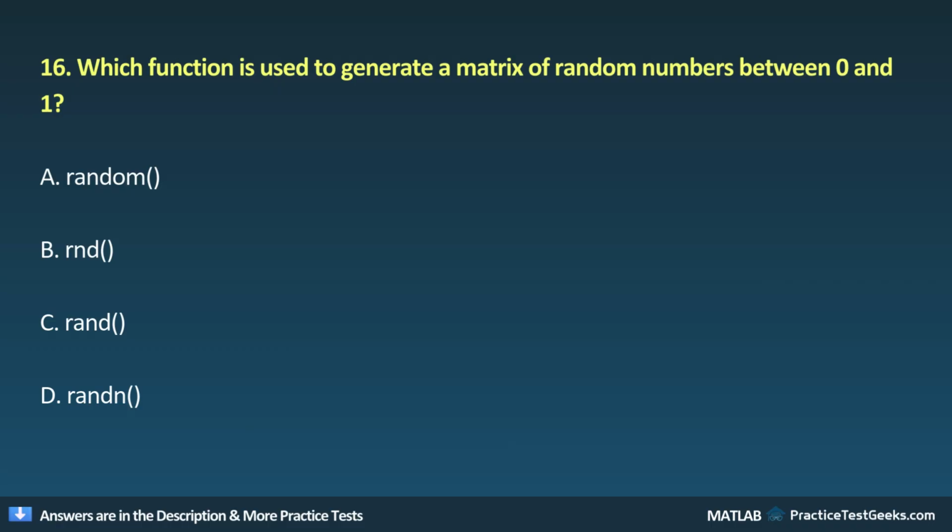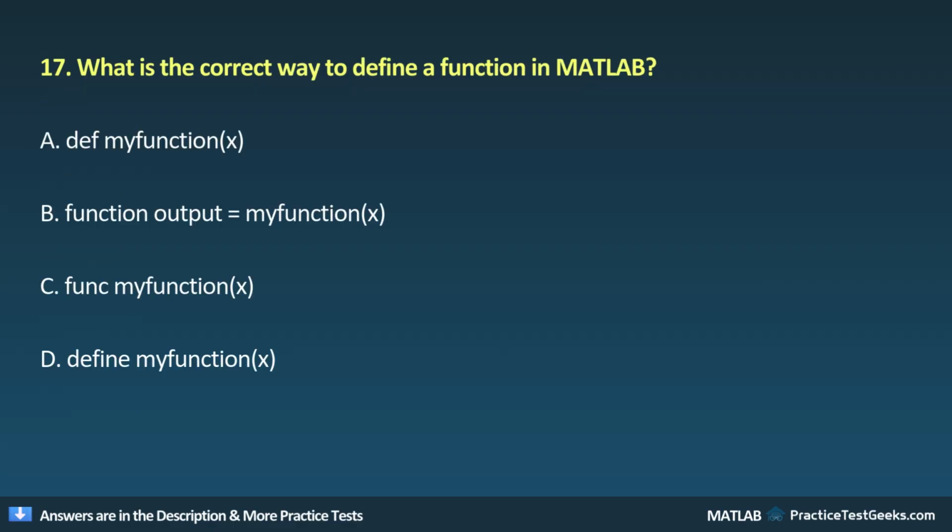16. Which function is used to generate a matrix of random numbers between 0 and 1? A. Random. B. Rand. C. Rand. D. Randn.